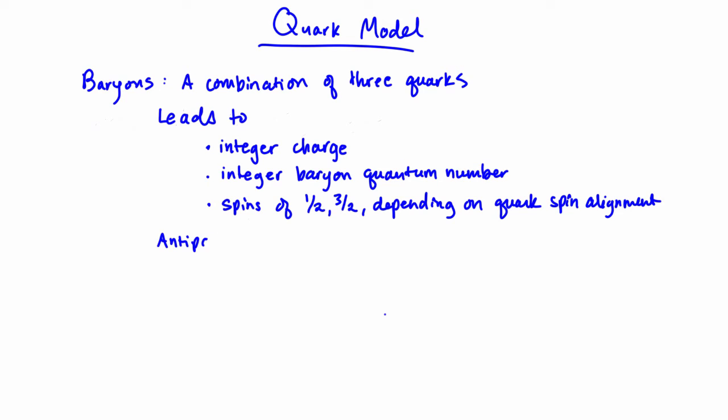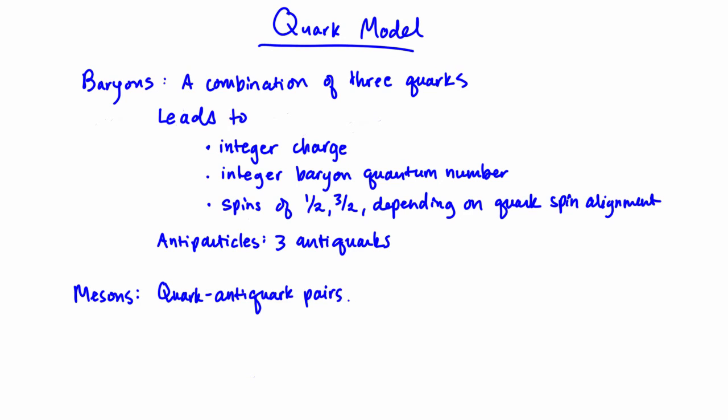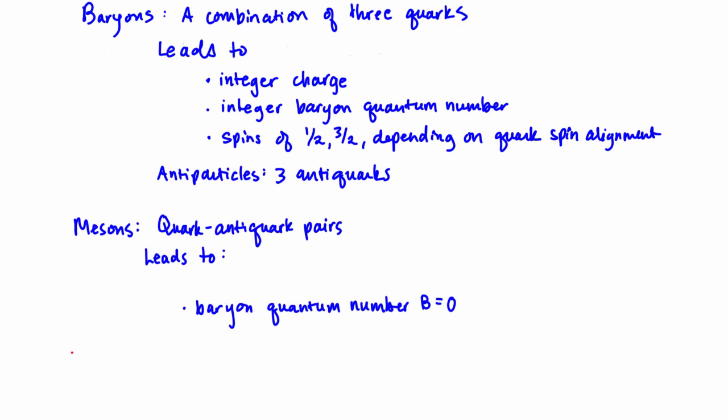Antiparticles in this family are made up of three antiquarks, so both baryons and antibaryons are nicely explained within the quark model. Mesons too could be explained by this model as quark-antiquark pairs. This makes sense if you think of baryon number. Mesons aren't baryons and don't obey the baryon conservation law, so their baryon quantum number should be zero. Quarks have a baryon quantum number of 1/3, and antiquarks have a baryon quantum number of -1/3, so the baryon number cancels out in this configuration.